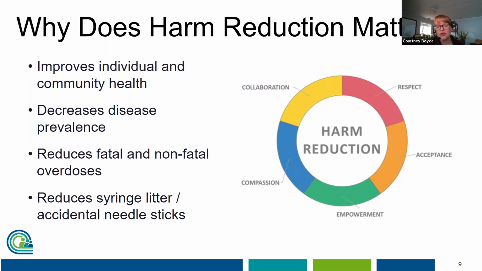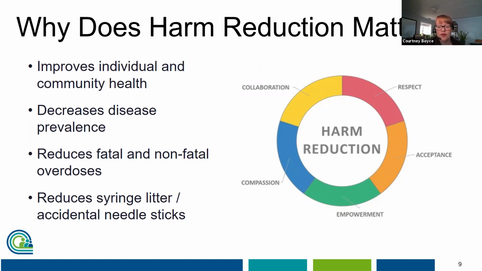And it can reduce disease prevalence and control the spread of sexually transmitted diseases and bloodborne pathogens like HIV, AIDS, hepatitis, bacterial infections associated with IV drug use like endocarditis and cellulitis. And it also provides condoms to those folks so that if they do engage in high-risk sexual activity, it can reduce the prevalence of STDs as well.